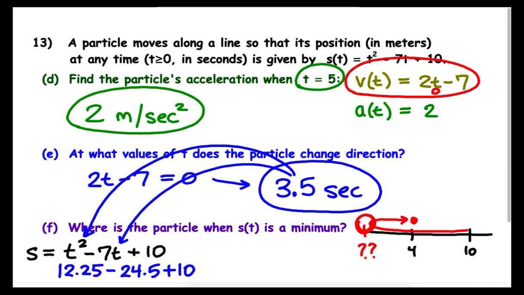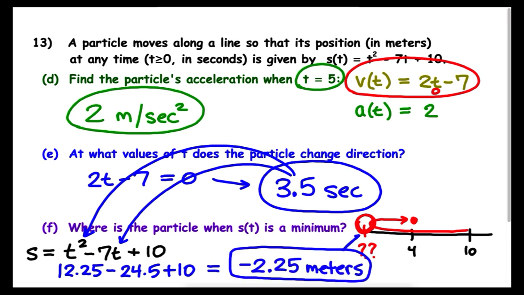Why am I doing this mentally? Oh, well, hey, it's good for me. It's going to be negative 2.25 meters. So that's the turnaround point, and that is where the particle was when its location, S of t, was a minimum, farthest left. Made it up to negative 2.25. All right.